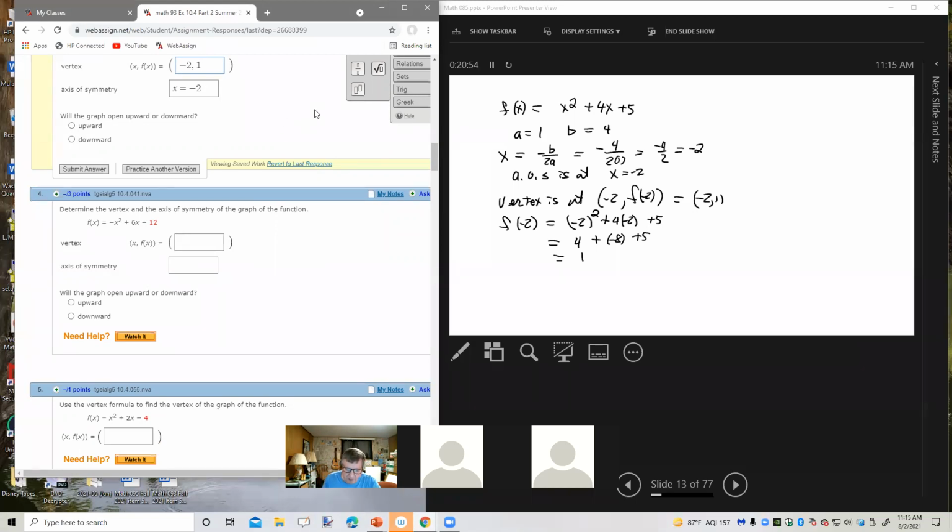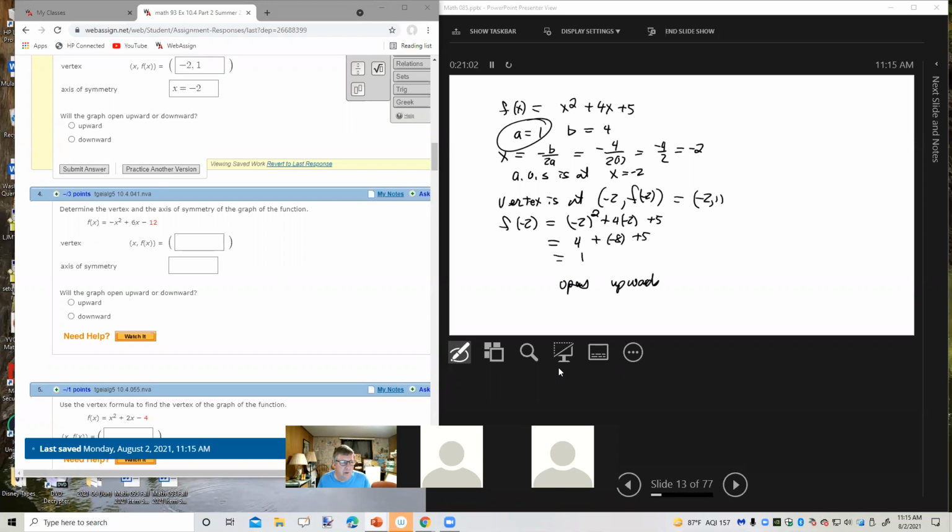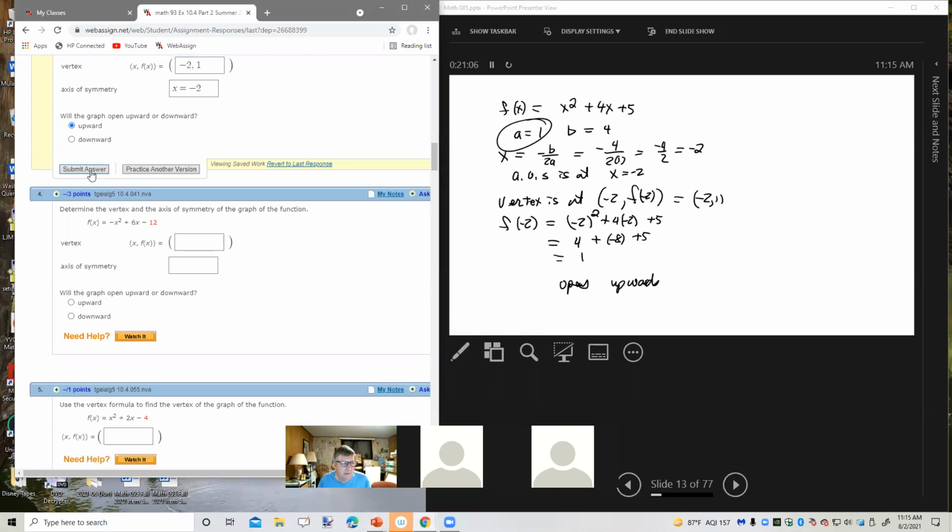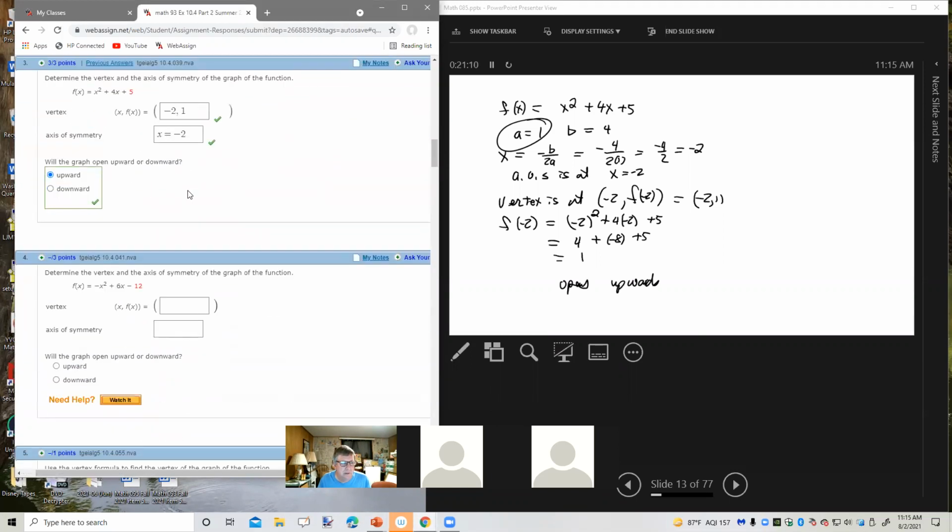Okay. Does the graph open upward or downward? Since a is positive, it opens upwards. So we get that. All right. And there we go. That is correct.